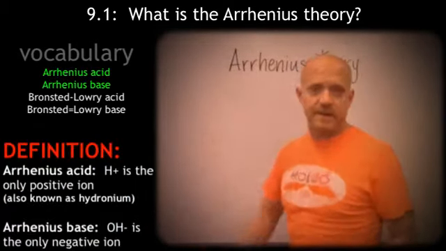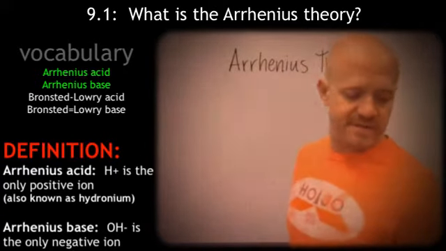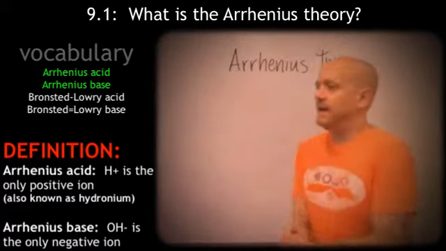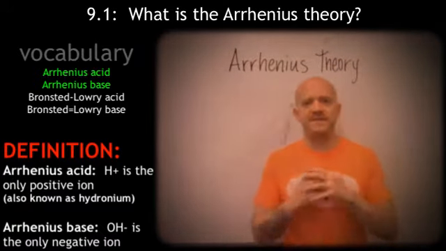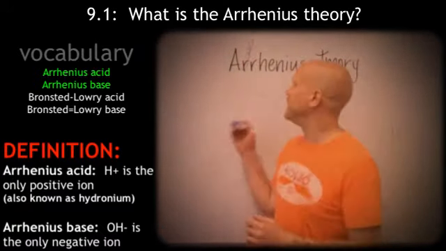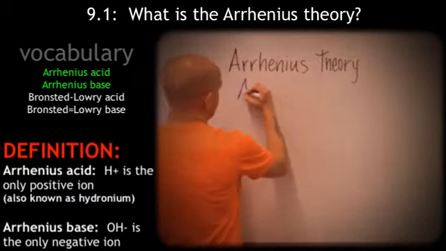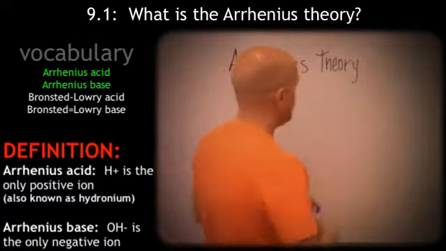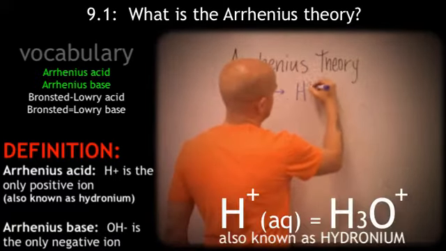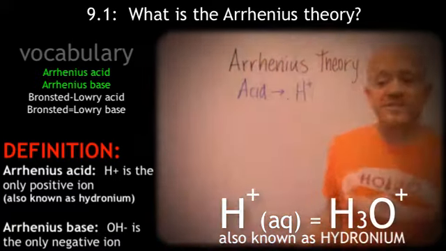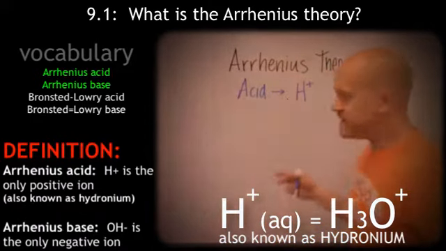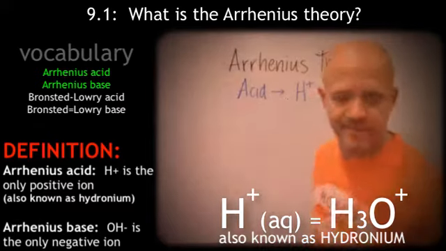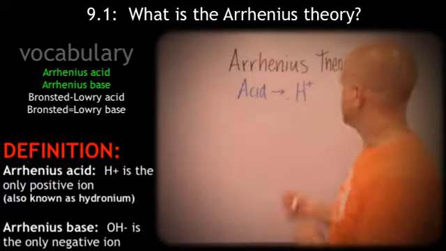We have the Arrhenius theory. The Arrhenius theory describes basically the behavior of acids and bases, and it has to do with positive ions. So in an Arrhenius acid, the only positive ion is the hydrogen ion, which is also, coincidentally, the word or the symbol for a proton. Think about this. Hydrogen.